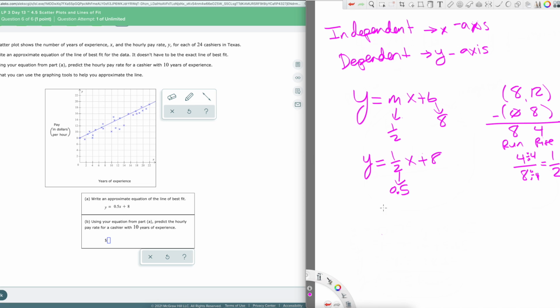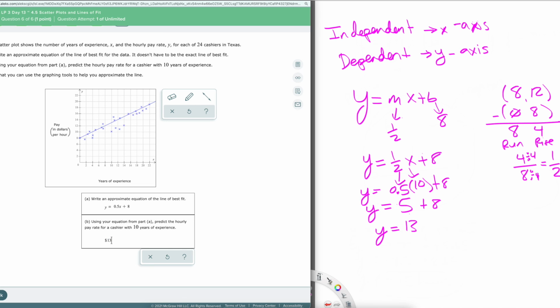Then we're going to predict using this equation that we just made. If we're working for 10 years, like 10 years of experience, how much are we going to get paid? So 1/2 of 10, if I'm thinking of that as 5, plus 8. So we have 8, 9, 10, 11, 12, 13. We're going to predict $13. If I go here to 10 and come up to the line of best fit, that actually looks pretty close to 13, and it should, because that's the line I chose. So what I just worked out should be right on the line that I did.